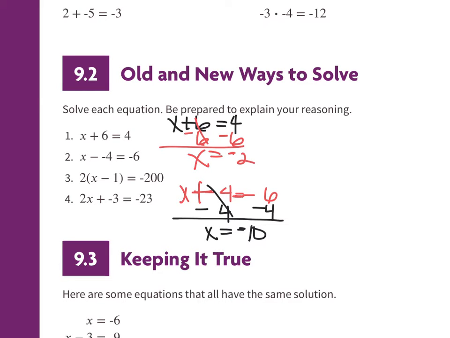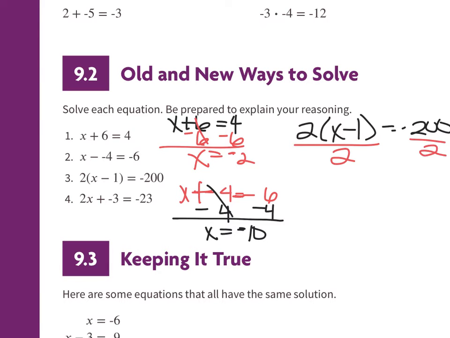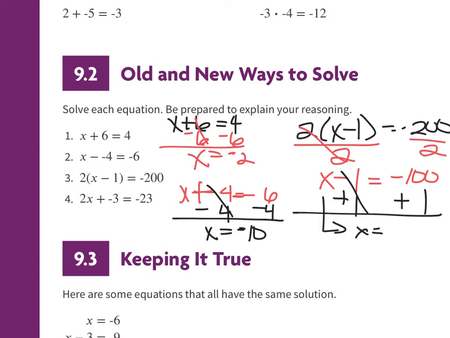The third one, 2 times x minus 1 equals negative 200. There's parentheses in it, so I'm going to divide first. So to get rid of the parentheses, I'm going to divide both sides by 2. So that goes away. So I have x minus 1 equals negative 100 if I use my calculator. And then to get rid of a negative 1, we add 1, because the opposite of minus is plus. So minus 1, so we have x equals negative 99.